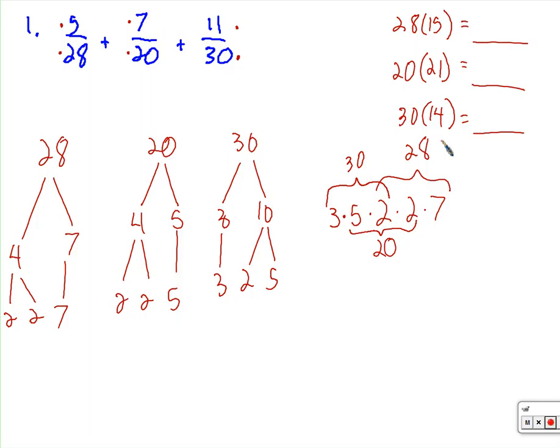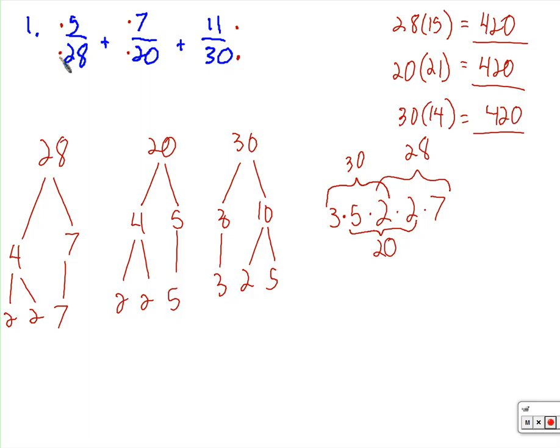So what is our common denominator? If we multiply all those factors together, or if we multiply 20 times 21, that's 420. You do 28 times 15, you get 420. You do 30 times 14, you'll get 420. And that is the smallest number, the least number, that all three of those numbers are a factor of, that they go into. So that is the least common denominator. It's the smallest number that we can multiply each of these by something and get.